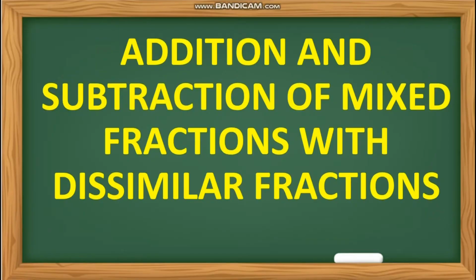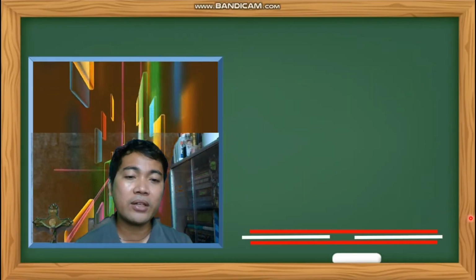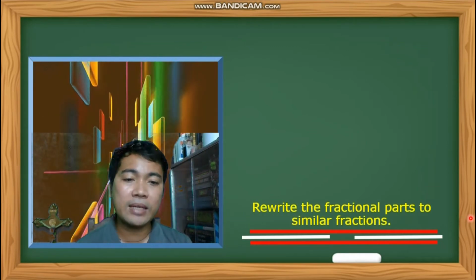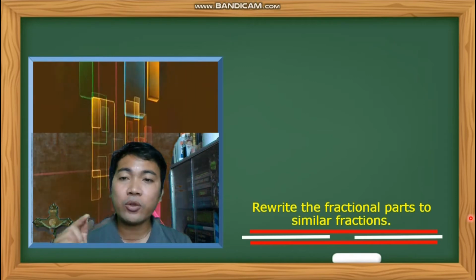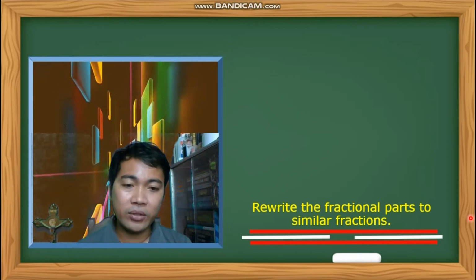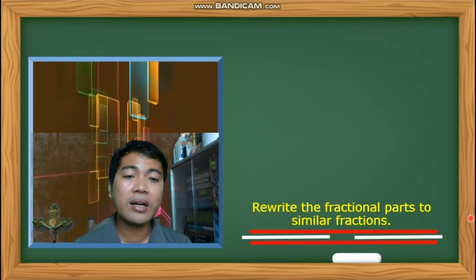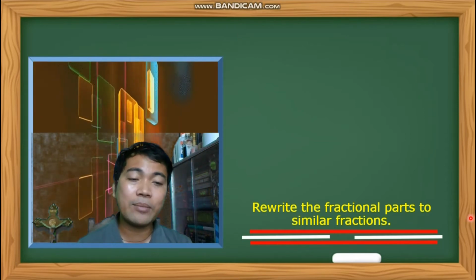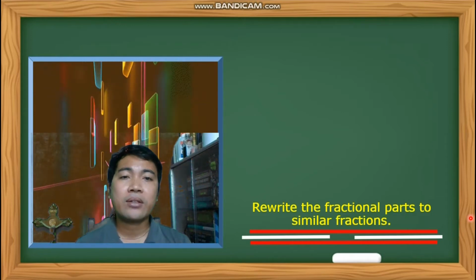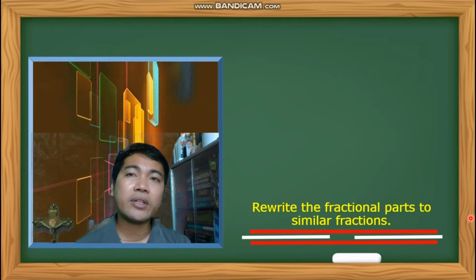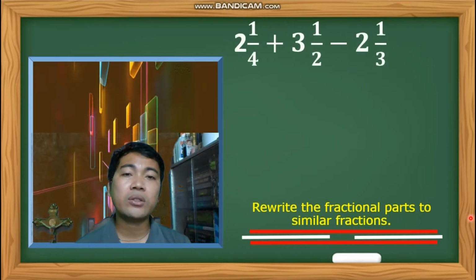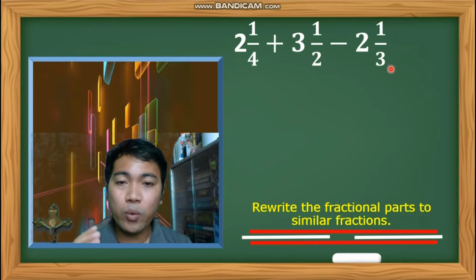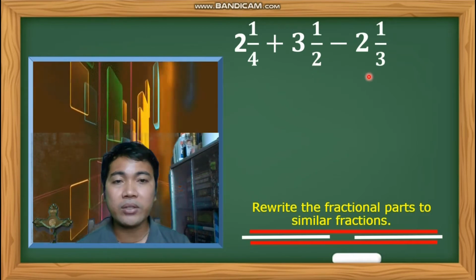So the first rule in adding dissimilar fractions is to rewrite the fractional parts to similar fractions, meaning to change dissimilar fractions into similar fractions. Okay, so we will have 2 and 1/4, our first fraction, plus 3 and 1/2, our second fraction, minus 2 and 1/3, our third fraction.